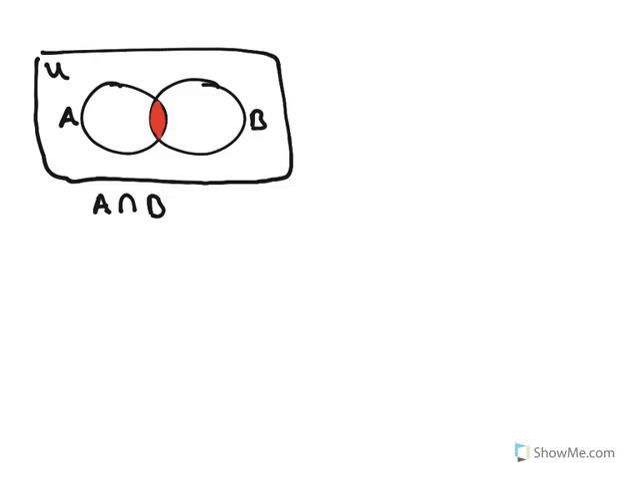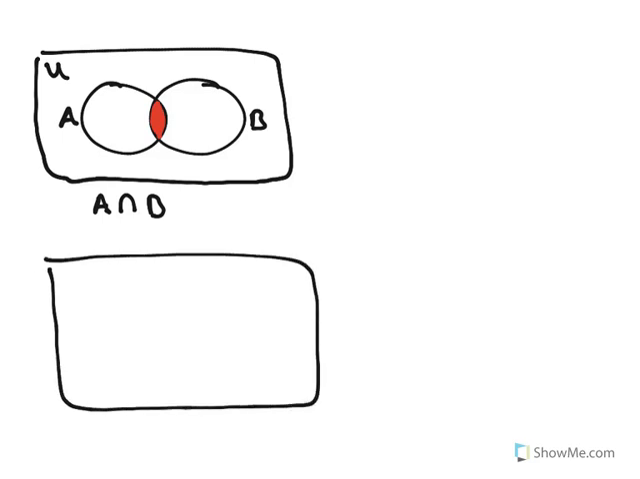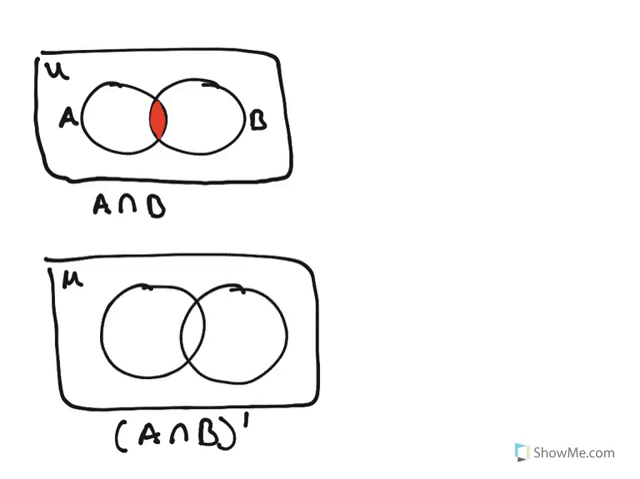Now, if you want to shade in the complement of that, then the opposite is going to be: everything's going to be shaded except that intersection, except that overlap that I just did on top. Okay, so essentially that's going to be pretty easy. You're just going to basically shade everything.